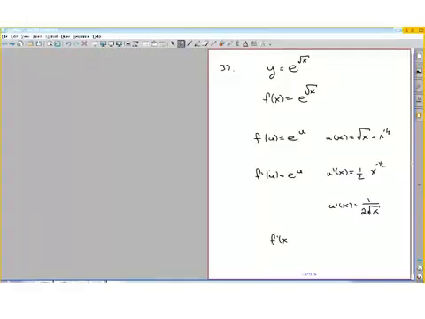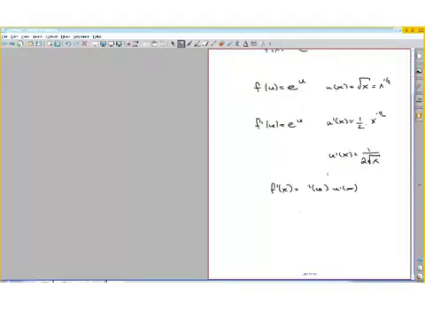So f prime of x is equal to f prime of u times u prime of x. F prime of u is e to the u. U prime of x is 1 over 2 times the square root of x. And if I move this to the front and I substitute in u, I'll get 1 over 2 square root of x e to the square root of x. And that's the answer.